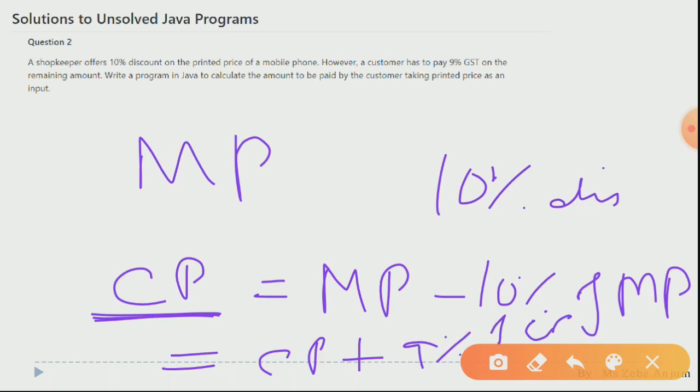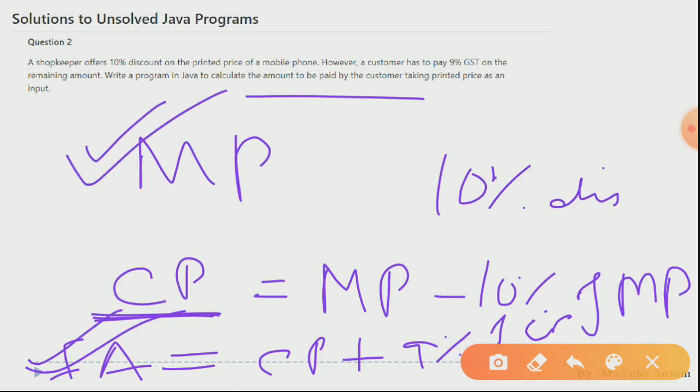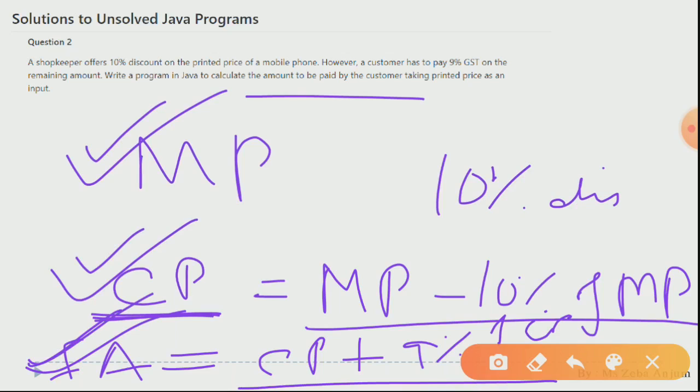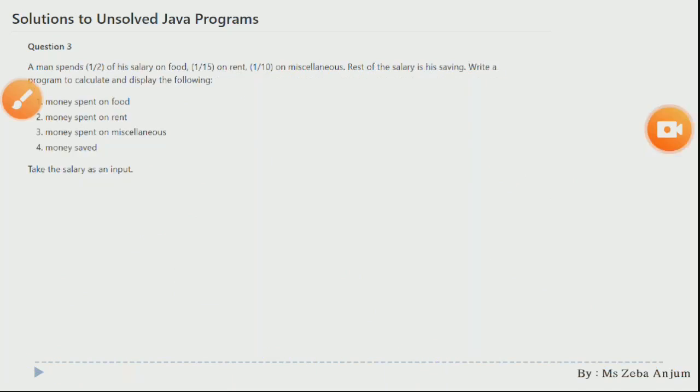Write a program in Java to calculate amount to be paid by the customer. Now this is the final amount that the customer has to pay. Okay, so what you have to do, you have to take this marked price as an input, then after that you have to calculate the CP using this formula. Okay, and calculate the final amount after using this 9% GST. Okay, so this question.